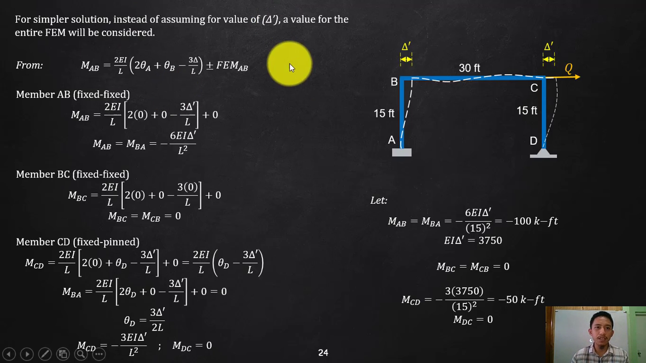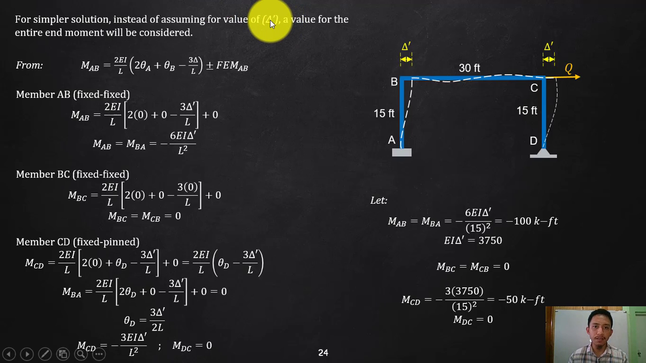So instead of doing that, since that delta will end up with an end moment, the delta that we will be assuming will end up with an end moment. If you try to deflect that one, this will end up with a moment on the ends of the members. So instead of assuming a delta, I will now be assuming the entire fixed end moment, or I can say just the end moments. So again, instead of assuming the delta prime, I will assume the total value, the whole value of the end moment.